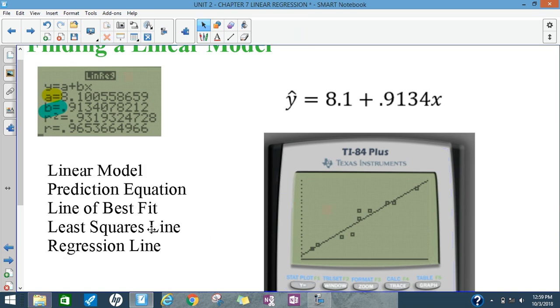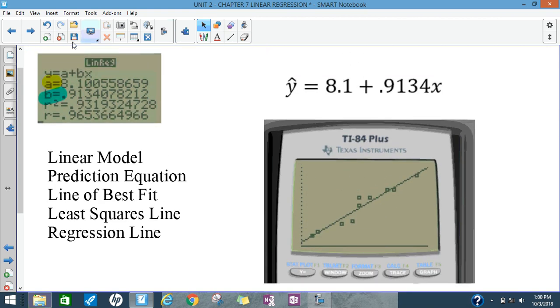Just want to give you some names we might use to talk about this line. It's a linear model, sometimes referred to as prediction equation, because we can make a prediction based off of it. The line of best fit, the least squares line, or a regression line.